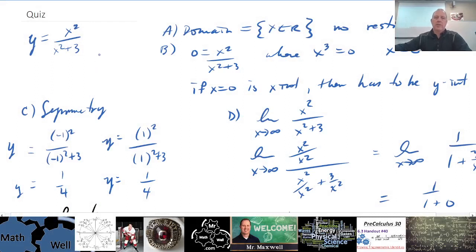Okay, so this is the question on your quiz here. It's y equals x squared over x squared plus 3. And A says find the domain. So that is all allowable values for x.